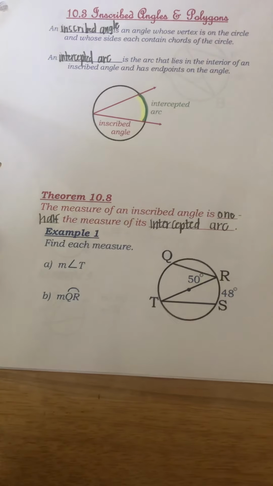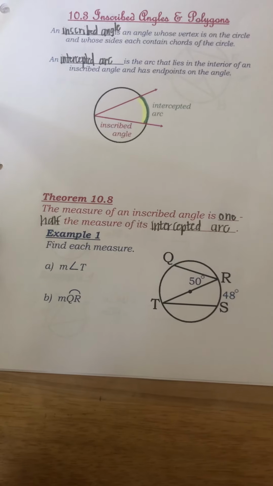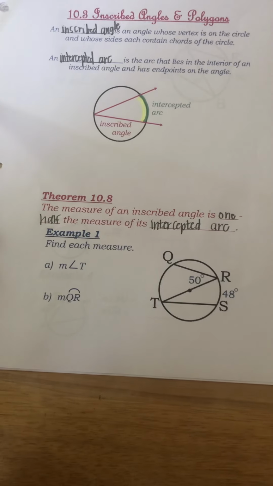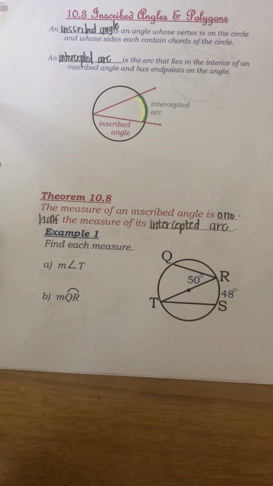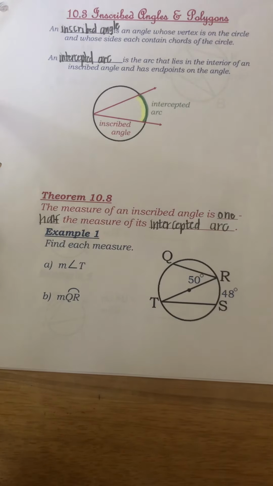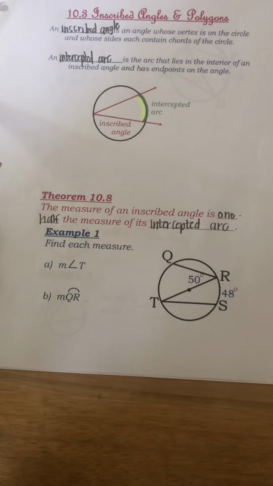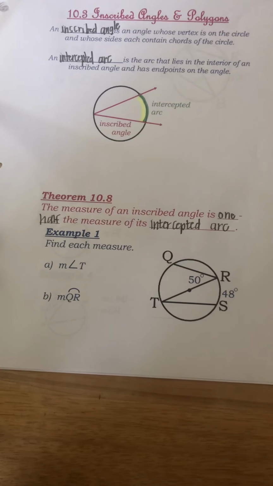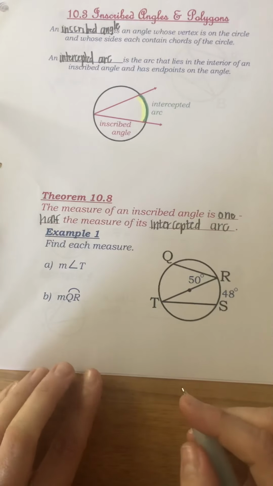So let's go back and review. Remember a central angle: the vertex is at the center of the circle. Its arc is equal to the angle. So if the angle is 90, the arc is 90. But with an inscribed angle, whose vertex is on the circle, its arc is going to be half of the angle. So if the angle is 90, then the arc is 45. So very different from central angles. We have to pay attention to that.